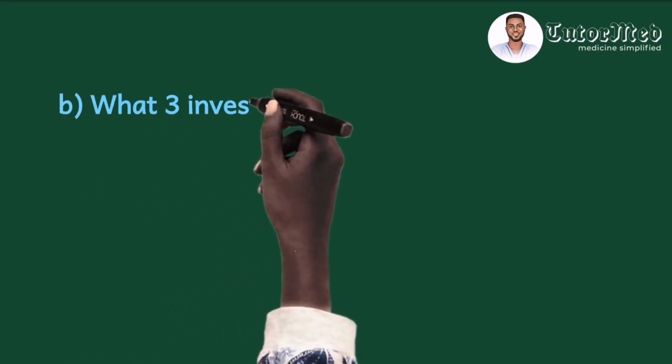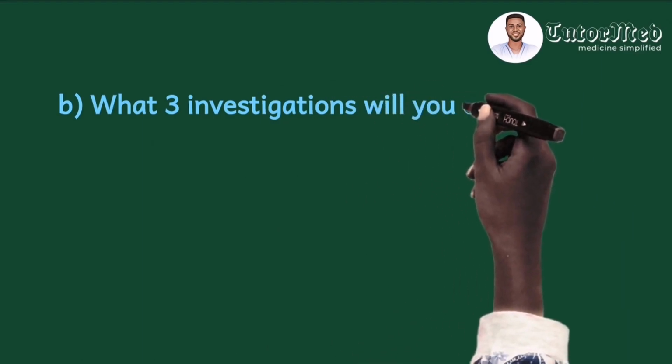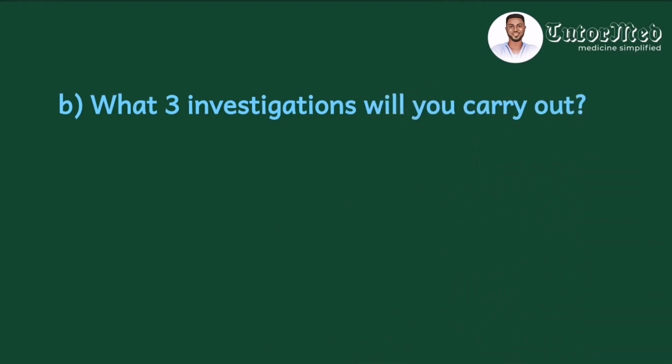Now question B says, what 3 investigations will you carry out? Now you've been asked to give only 3 investigations, and so please ensure you give just 3 answers. Avoid giving more than the number that has been asked by the question, because the penalty is that the wrong answers will be selected and then marked, and then you would lose some points.